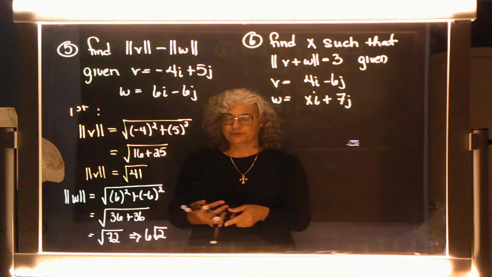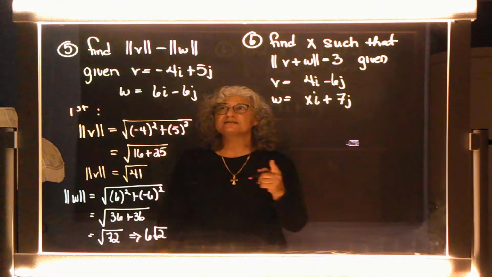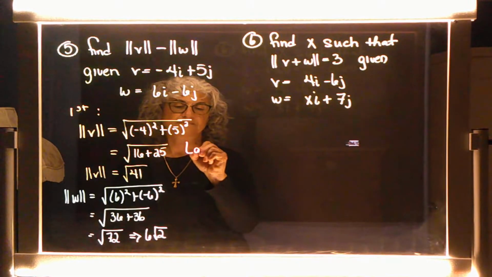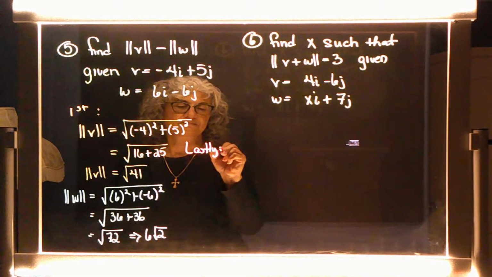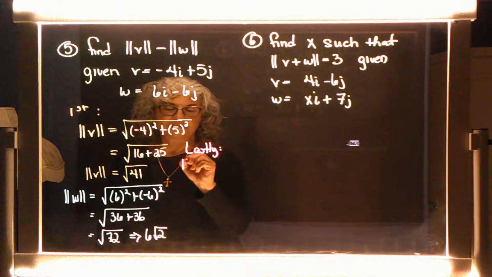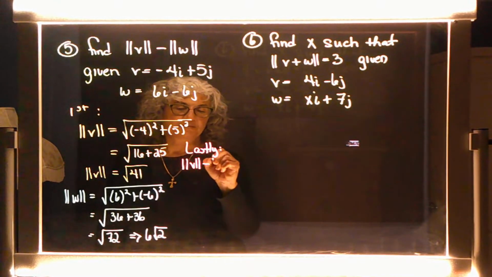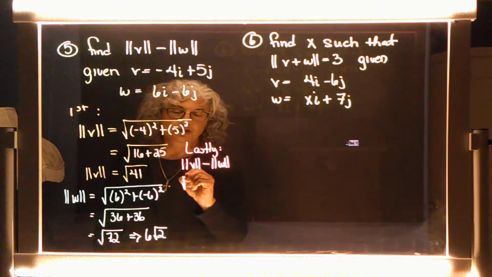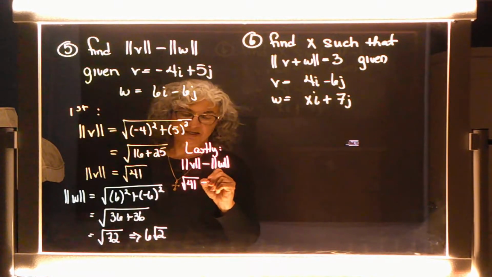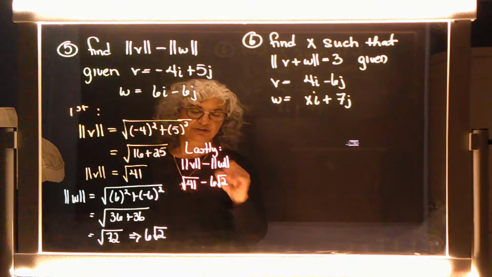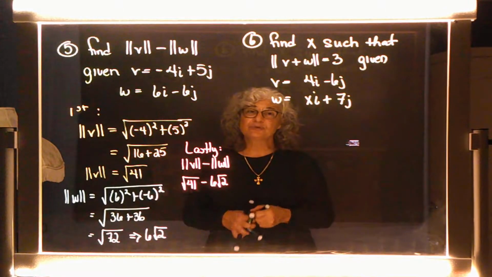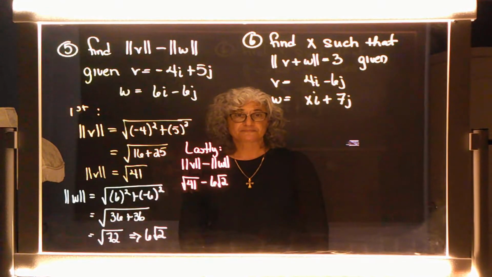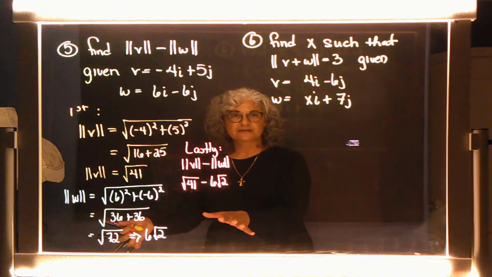Okay, so here's what this means. This means that when I do this subtraction, the magnitude of vector v minus the magnitude of vector w will be equal to the square root of 41 minus 6 square root of 2. And unless they want a decimal, that's the way I'm going to leave it. Good? Okay, hopefully this made sense.